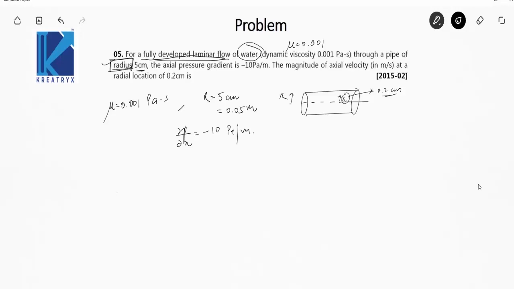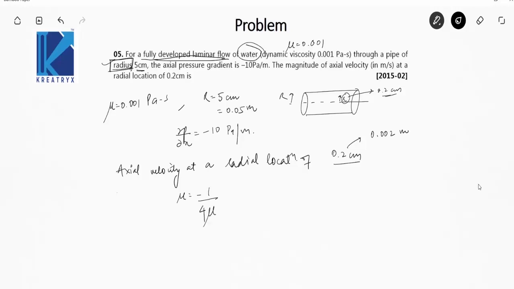So the axial velocity at a radial location of 0.2 centimeter, that is 0.002 meter, is found out by a relation. We know this relation, u is equal to minus 1 by 4 mu del P by del X, into capital R square minus r square. Capital R is the radius of the pipe and r is that radial location where you have to find the velocity.